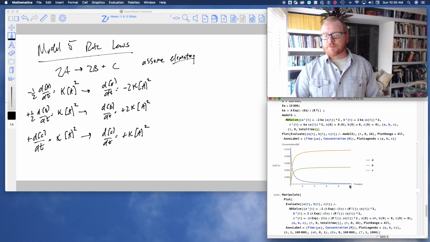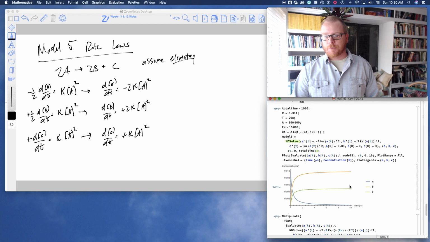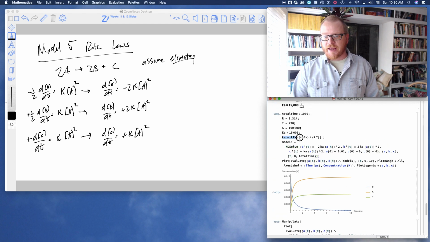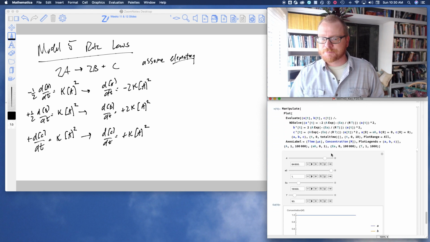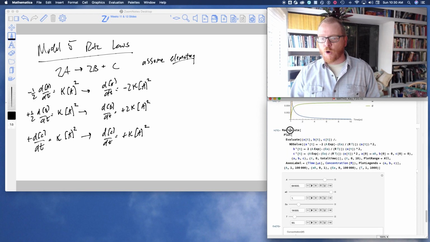And then now to do this Manipulate model, this is going to be hairy for a lot of you. So we recognize here I put in K, and K for the Arrhenius is A times the exponential of negative Ea divided by RT, where I've got values for R. Well, R is going to stay the same, but I've got values for T, A, and Ea. So now to make a Manipulate out of that, like I did here, right? I go Manipulate, Plot, Evaluate. And again, we're going to evaluate this for A, B, and C. And then we're going to replace those evaluations with the NDSolve model. But now check out what I do.